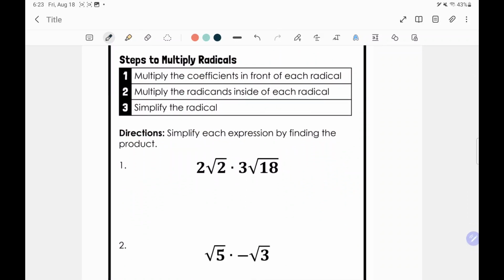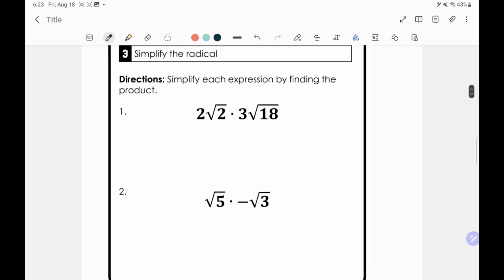So, steps to multiply radicals. You're going to multiply the coefficients. If you don't remember what a coefficient is, I'm going to show you, and I'm going to color coordinate it so you guys can see. Then you're going to multiply the radicands inside of the radical, and then finally you're going to simplify if you need to simplify. So let's look at example number 1. I'm trying to go as fast as possible because I know you guys get tired.